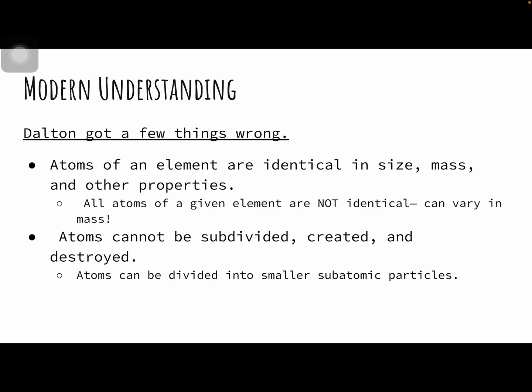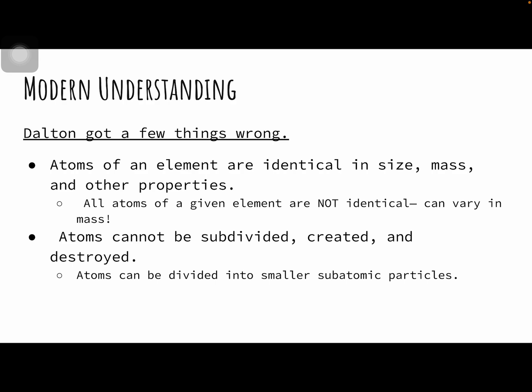Now, the few things that Dalton got wrong. So he said atoms of an element are identical in size, mass, and other properties. That is not true. They can vary in mass. The reason they vary in mass is because of their isotopes. So an isotope has the same number of protons, but a different number of neutrons. And protons and neutrons are what create the mass of an atom. And so since we look at different isotopes of the same element, their masses are going to be different. Now, it's not going to be dramatically different, but it can be a little bit different. So they are not identical in mass.